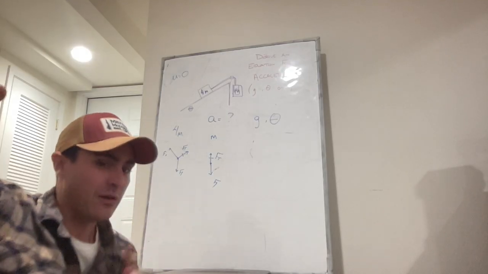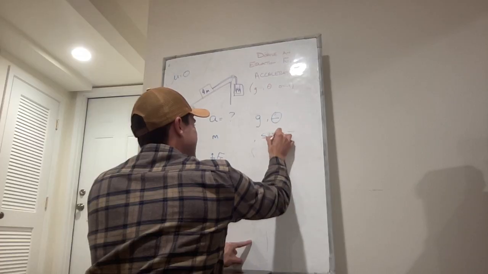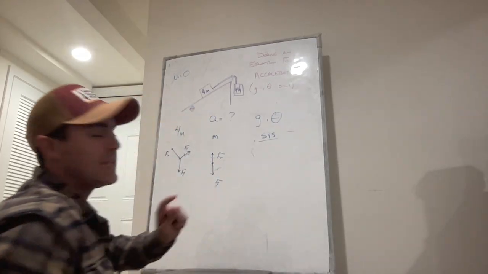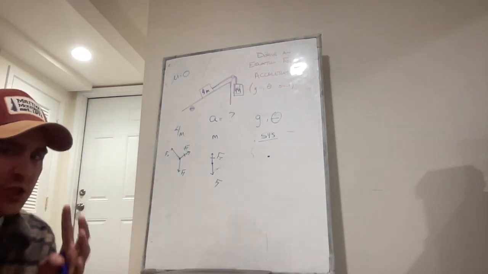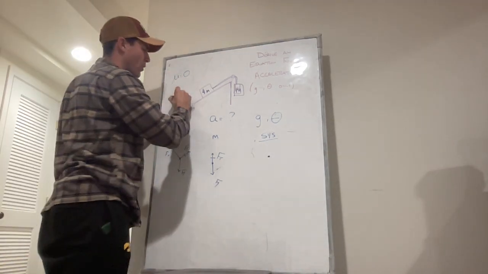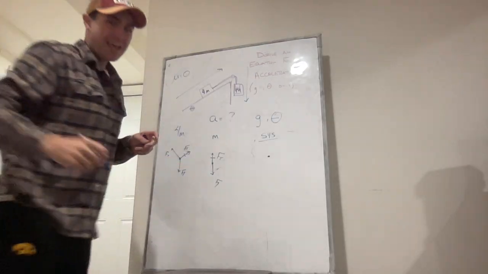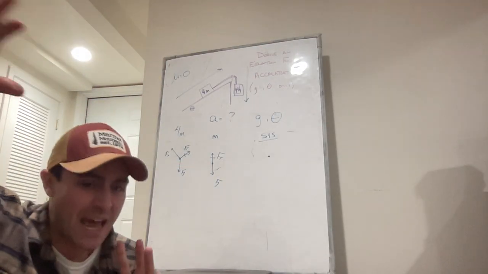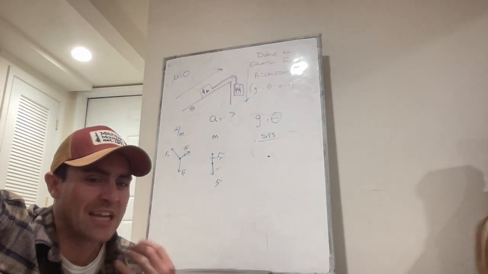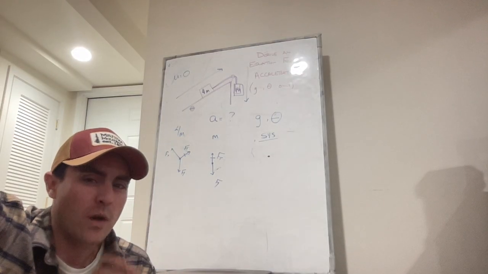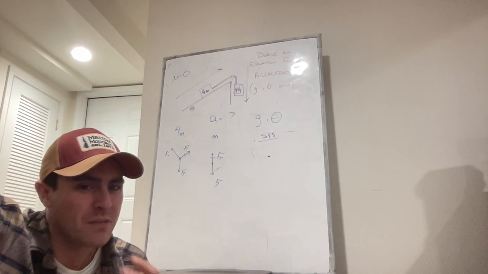It gets a little tricky now when I think about doing it for the system. When I want to write my FBD for the system, this is where it gets trickier. Why? Because these two objects are accelerating in different directions. The 4m block goes this way. The 1m block goes this way. That's weird. So instead, the direction of acceleration should be the positive direction when I go to write my FBD.